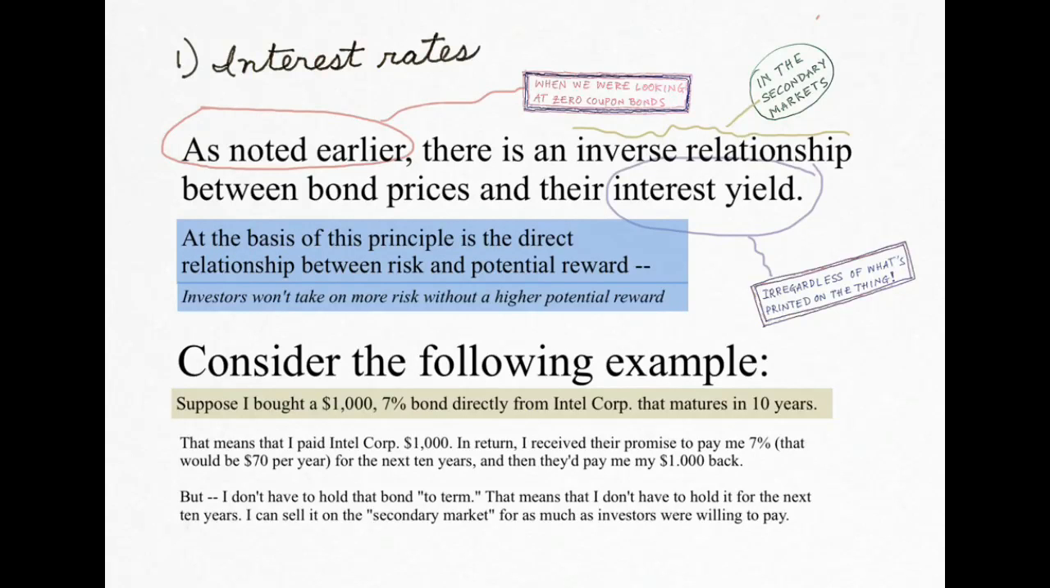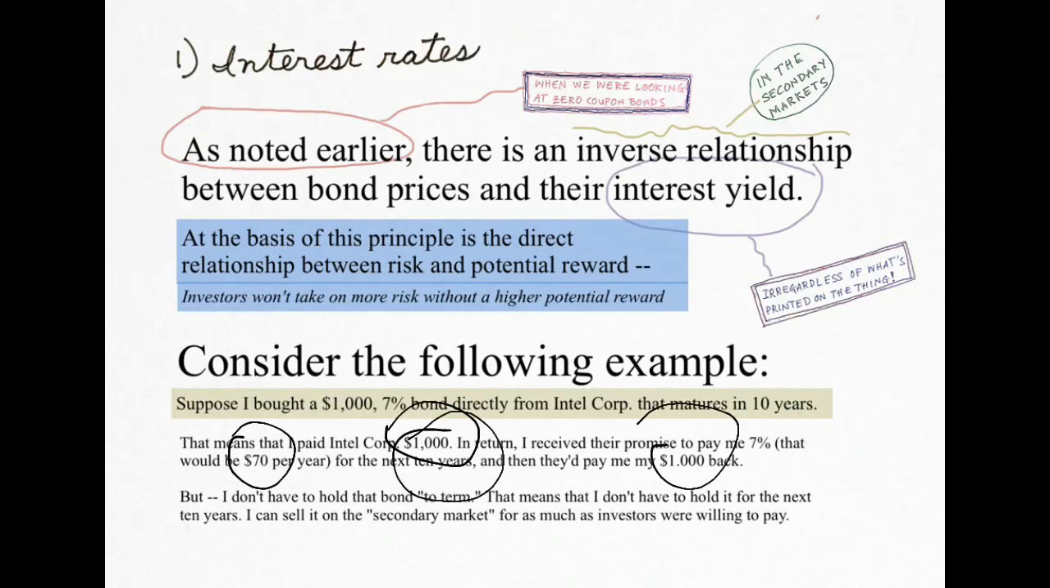Let's take the following example. Suppose I bought a bond directly from Intel Corporation. Actually, I'd buy it through a broker, with a face value of $1,000, a coupon rate of 7%, and the terms of the bond were 10 years. That is, 10 years until the bond matures. That means that I'd pay Intel Corporation $1,000. In return, I'd receive their promise to pay me 7%, so that would be $70 a year for the next 10 years, and then they'd pay me my $1,000 back.